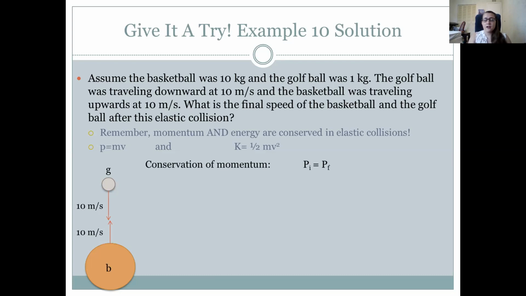Starting off with conservation of momentum, that means that our initial momentum is the same as our total final momentum. And since we have two objects in both cases, before the collision and after the collision, we need to include both of them in both parts of that equation.